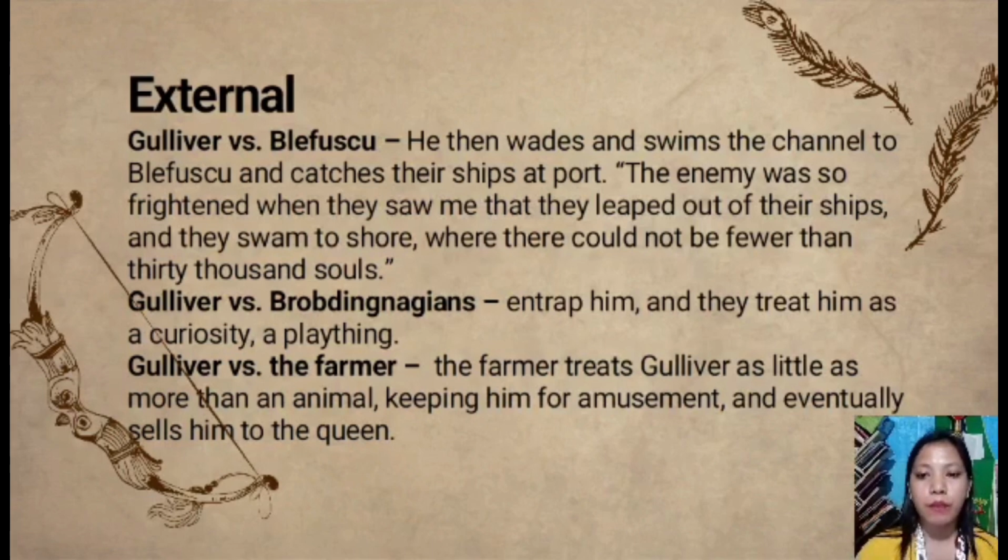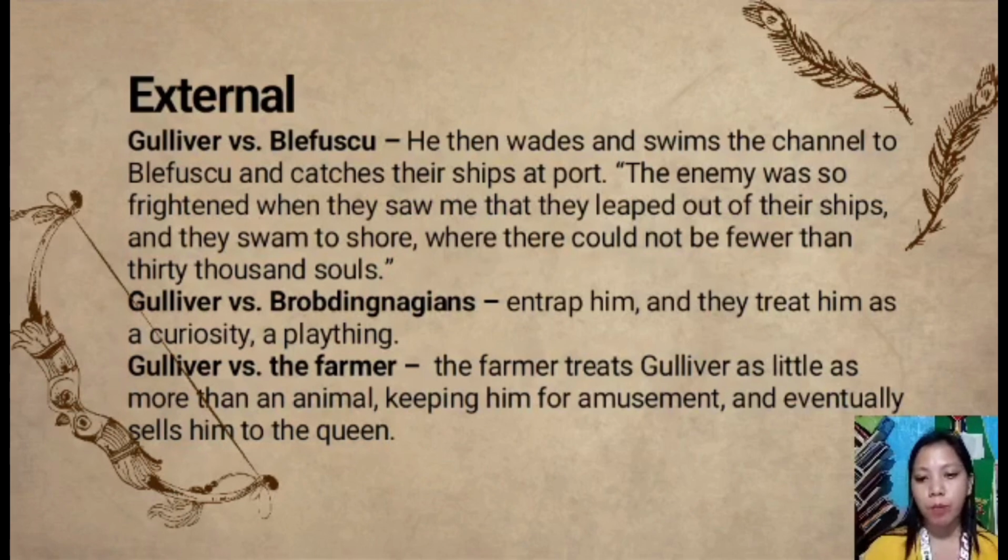Gulliver versus the Blefuscudians. He then wades and swims the channel to Blefuscu and captures their ships at port. The enemy was so frightened when they saw me that they leaped out of their ships and swam to shore, where there could not be fewer than 30,000 souls.